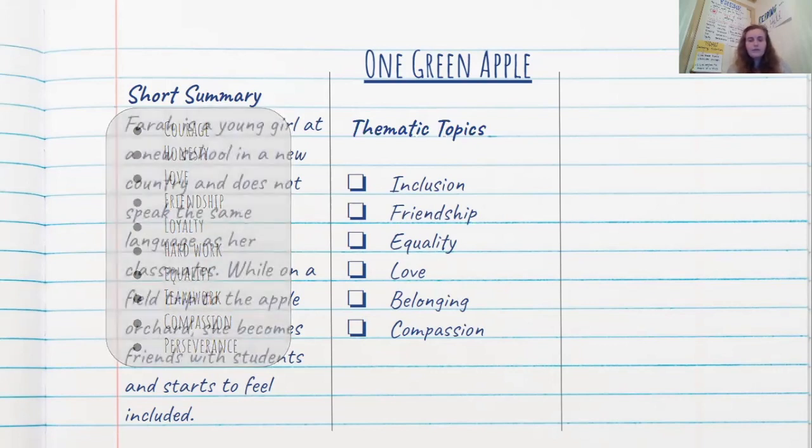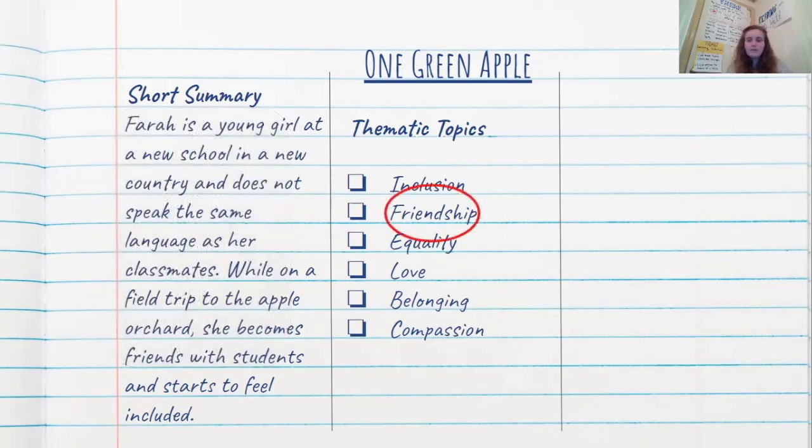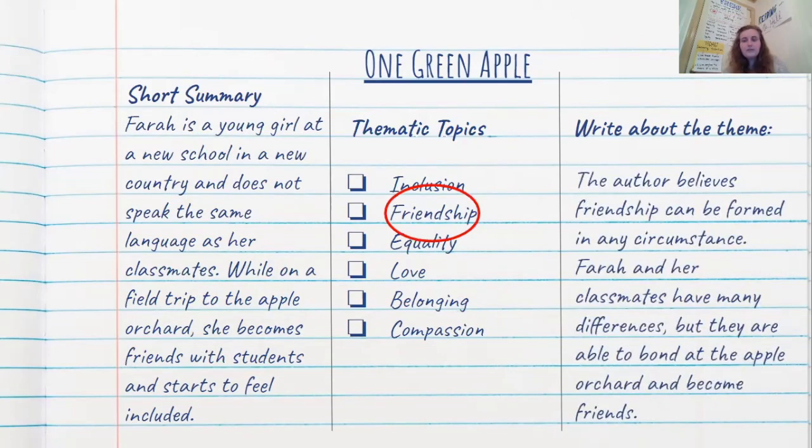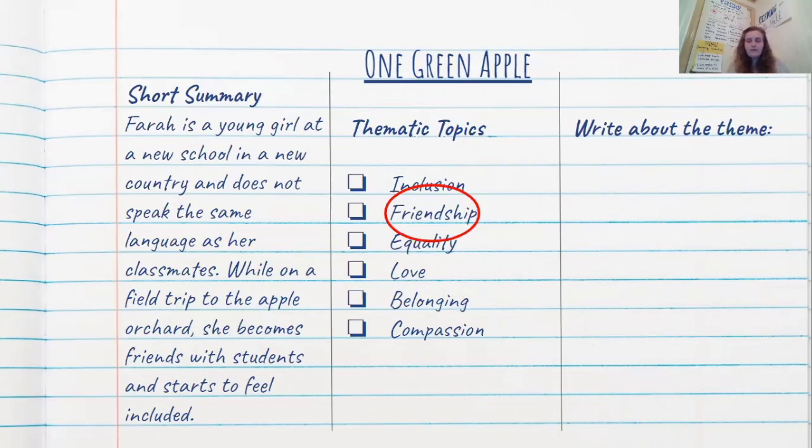Now we're going to choose one. The one I chose to write about was friendship. So then you're going to come over here to your third box. If you don't want to write about friendship because you think there's another thing that relates better, that's fine. But you're going to do your sentence of "the author believes," and then what does the author believe about friendship? But I'm going to move that while you fill yours out. So the author believes blank. Go ahead and fill that out now.